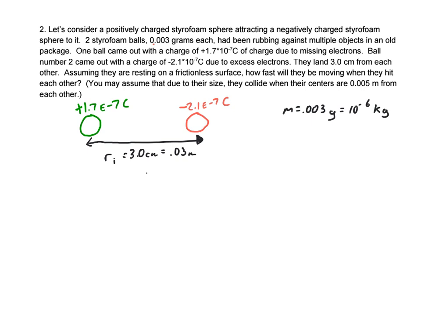Assuming they are resting on a frictionless surface, how fast will they be moving when they hit each other? You may assume that due to their size, they collide when their centers are 0.005 meters from each other. So later on, they hit each other when their centers are our final 0.005 meters. So they're closer at the end.